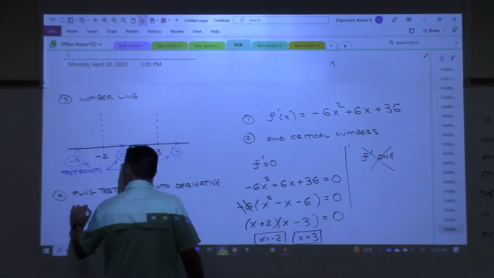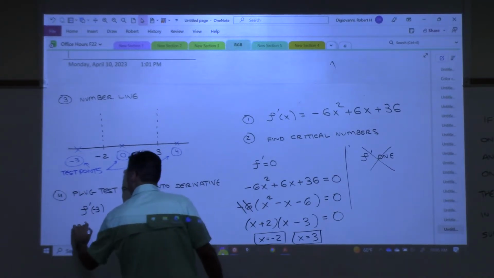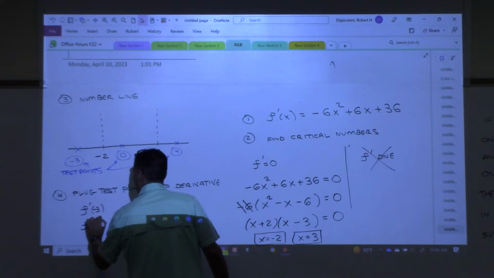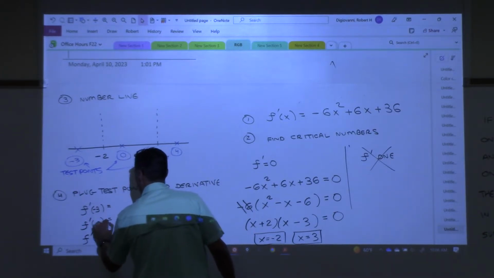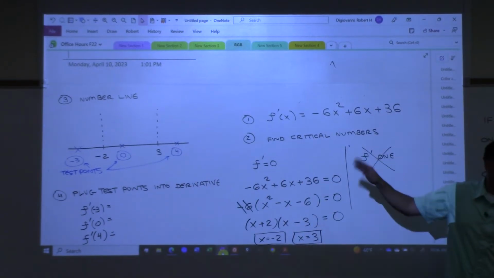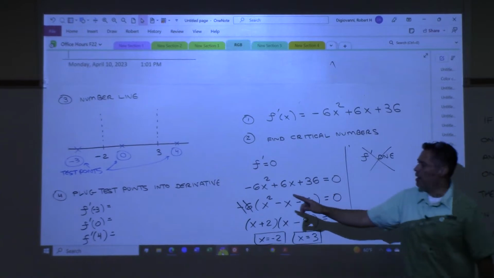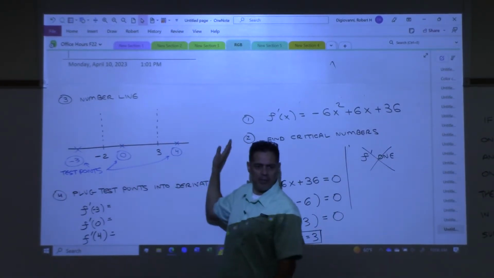So I want f prime of -3. I want f prime of 0, and I want f prime of 4. See, I'm saying, hey, look, what is the derivative doing over there to the left of -2, right? Over here, what's the derivative doing? What's the derivative doing here? What's the derivative doing here?